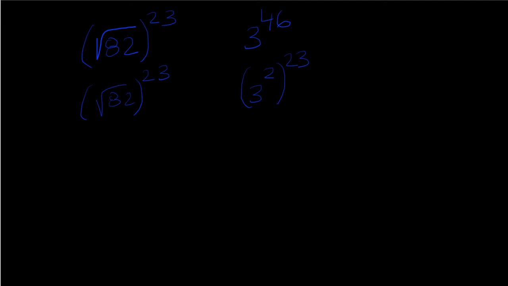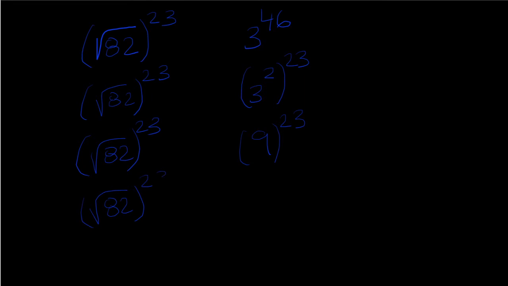The next thing, okay, let's leave square root 82 to the 23rd power alone. And then 3 squared is 9. And then we have 9 raised to the 23rd power. Again, I'm going to leave the square root 82 to the 23rd power alone. And I'm going to rewrite 9 as the square root of 81. And then that will be to the 23rd power.